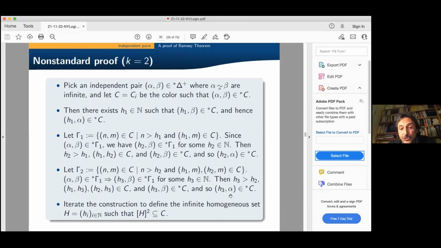So we have some finite H2 so that the pair (H2, beta) belongs to the extension of this set. This means that we have H2 larger than H1, (H1, H2) belongs to C, and the pair (H2, beta) belongs to star C. And since beta and alpha are equivalent, also (H2, alpha) belongs to star C. And we go on in this way. I'm not going through the details. You then consider the set gamma 2, and slowly, step by step, you produce elements H3, H4, and so forth, so that all pairs (Hi, Hj) with i less than j belong to C. So you get the homogeneous set by a simple induction.